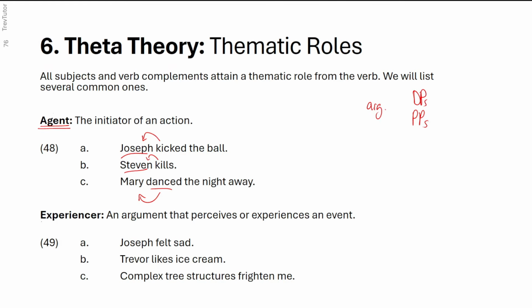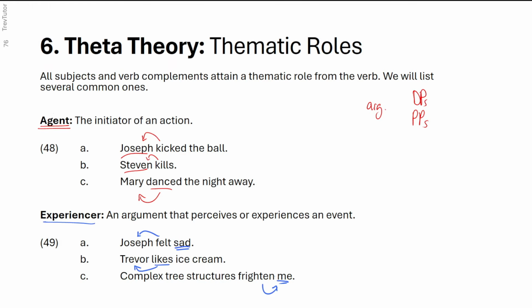Instead of initiating actions, they're people or things that experience or perceive an event. So in the case of Joseph felt sad, well, the one feeling sad is Joseph. So he's experiencing sadness. In the case of Trevor likes ice cream, which is very true, I'm the one experiencing the feeling of liking. I'm not actively liking it. I'm not making a conscious choice to like something. This is something I experience or feel. In the case of complex tree structures frighten me, well, something in here is experiencing being frightened, and that is me. So I'm experiencing the feeling of being frightened, and complex tree structures are the ones that are initiating that frightening feeling.